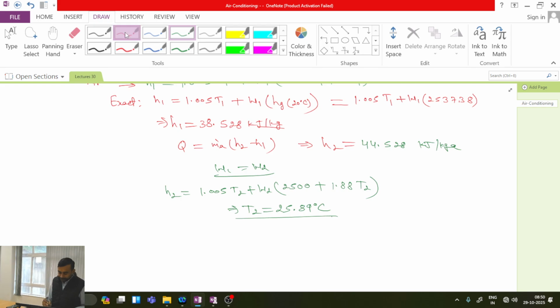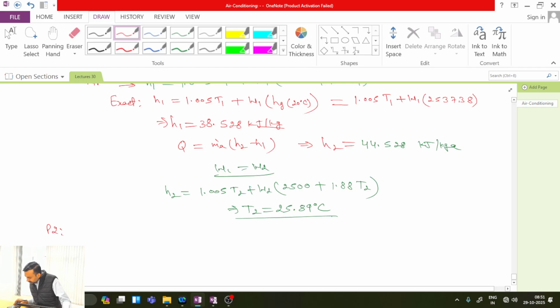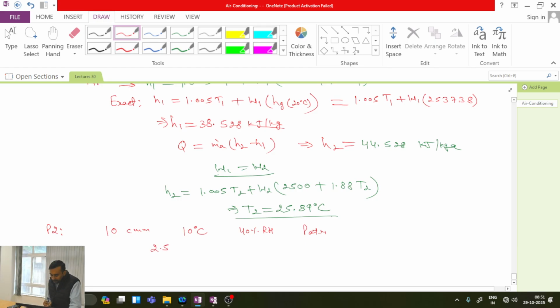Okay, then problem number 2. Moist air enters an insulated duct at the rate of 10 cmm. Again, insulated duct, 10 cmm, 10 degrees Celsius, 40% RH, standard atmospheric pressure, heated by a heater of 2.5 kilowatt capacity. We have to find the outlet state.